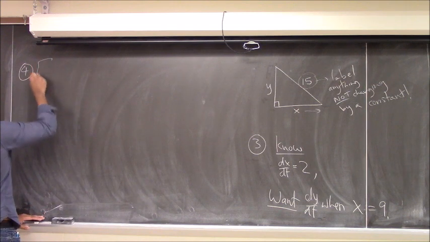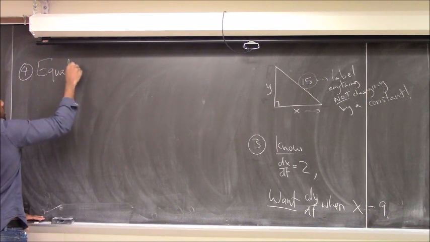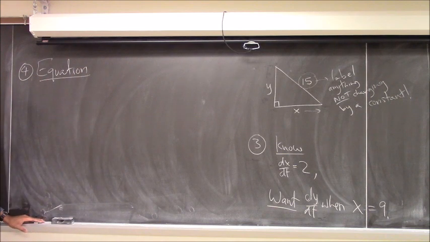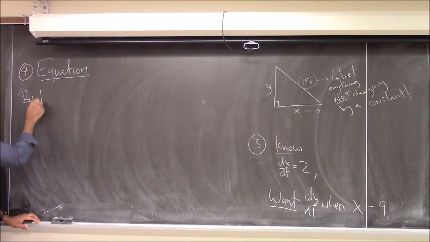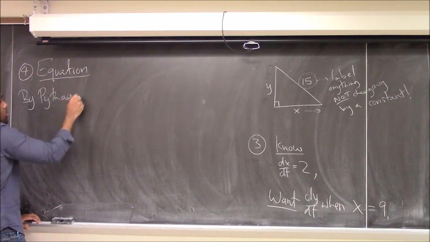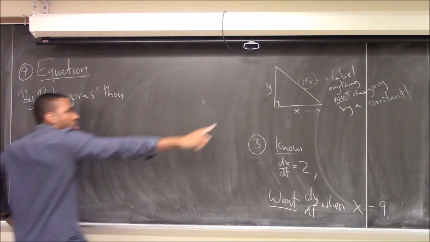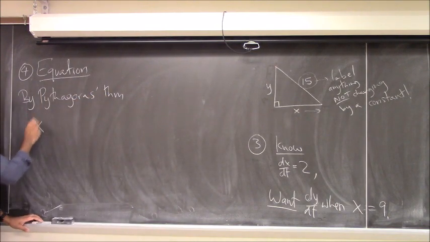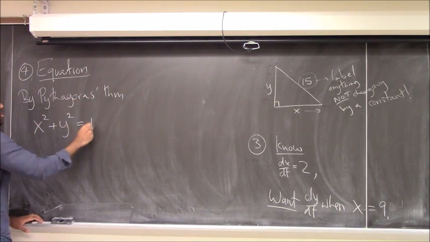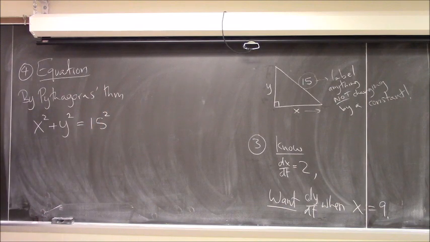So step 4 is to come up with an equation. So what's the equation here? Do we use a squared plus b squared equals c squared? Pythagoras' theorem. Okay, so what would the equation be by Pythagoras' theorem for this right triangle? x squared plus y squared equals 15 squared. So that's my relationship.